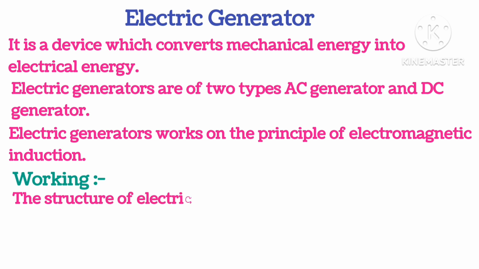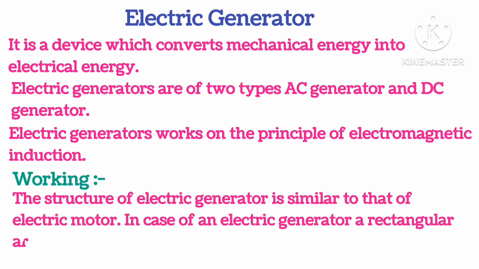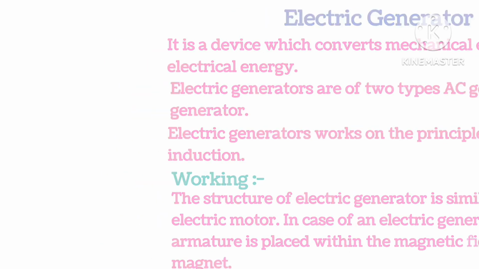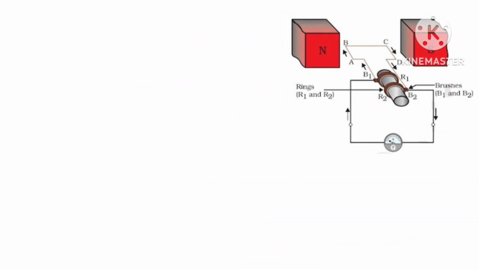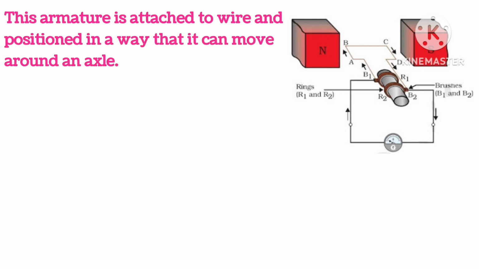Working. The structure of an electric generator is similar to that of an electric motor. In case of an electric generator, a rectangular armature is placed within the magnetic field of a permanent magnet. So as shown in this diagram, this armature is attached to the wire and positioned in a way that it can move around an axle.